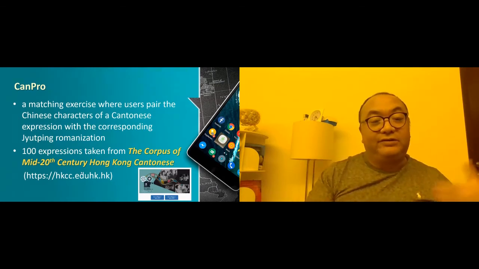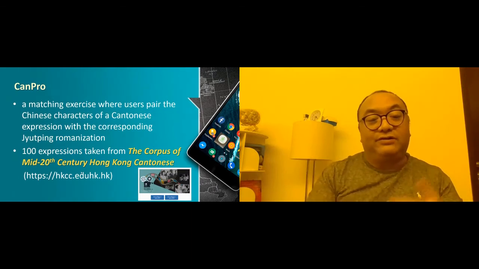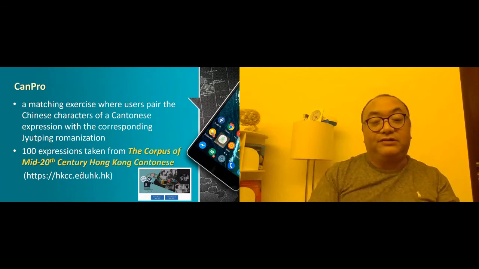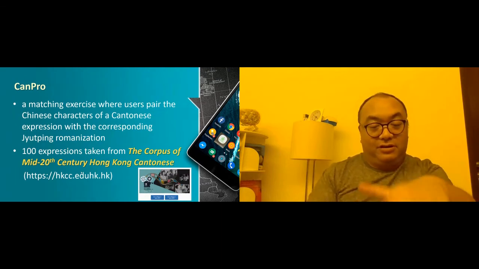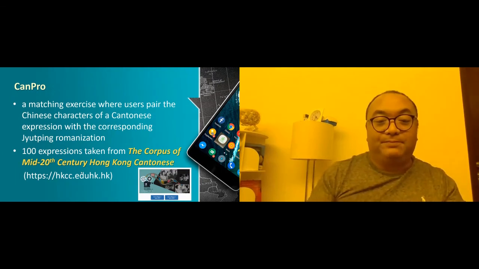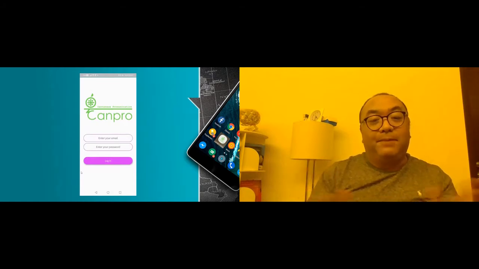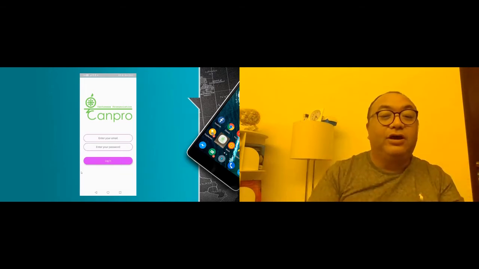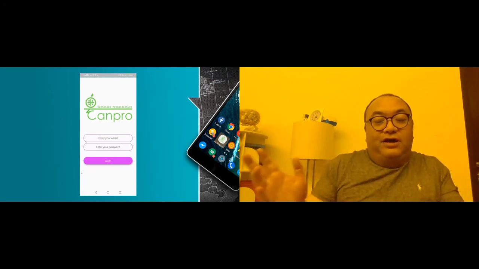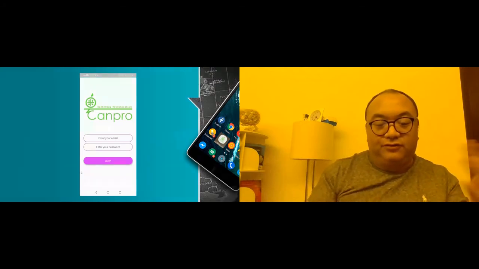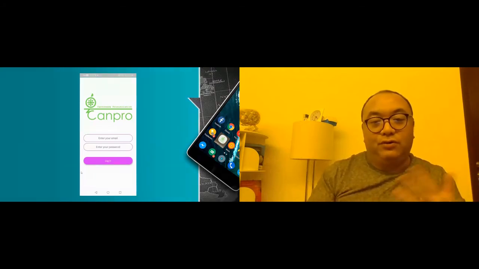And in the first phase of this app, we selected 100 expressions from the corpus I just mentioned. If you're interested, you can copy down the link and access our corpus for more information. Now, this is the login page, a very simple one. We need your login because we need to keep track, at least on your local phone, of your progress. You don't have to complete the whole exercise in one go, so you can keep track of your progress.